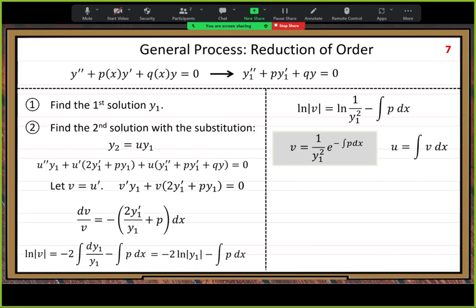After v, we can get u, because v equals u prime by definition. So if we have v, we go back to u by just taking one integral. That's simple. Then the last step, we can write the y2 formula: y1 times the integral of v dx. That's the general formula. With these formulas, given a second order linear homogeneous equation, we just apply these two formulas.